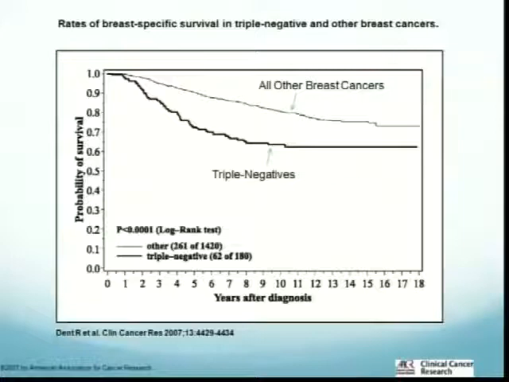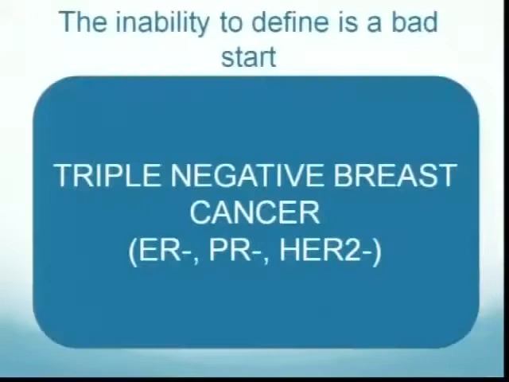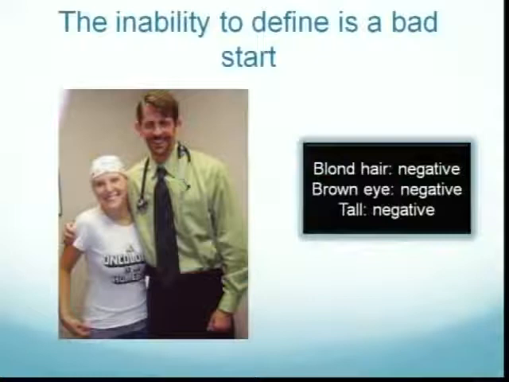So one of the problems with triple-negative cancer is that our ability to define this cancer is a bad start. To best illustrate this, this is Brian, again, sitting right here, with one of his patients, Rachel. Here, Rachel is 24 years old. No, Sarah. Sarah, sorry. And every time Sarah came into the clinic, she wore this homemade T-shirt that says, "My oncologist is my homeboy." And obviously, he looks very ghetto there, I think.